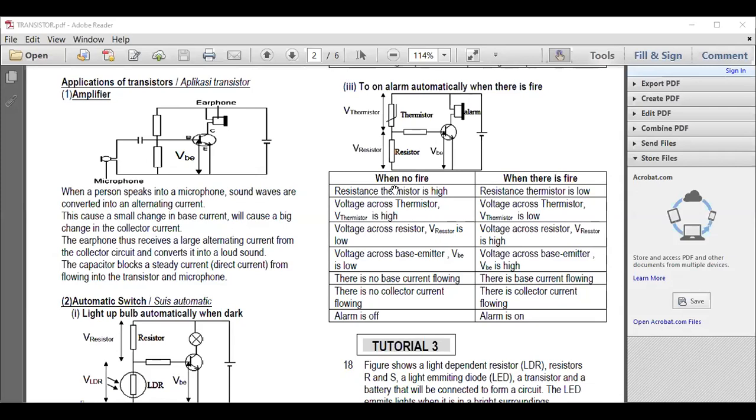Sir, why is both using NPN? No one is using PNP here. Can you just switch the battery only? It doesn't matter. You just switch the terminal, it doesn't matter. It works the same. Okay.